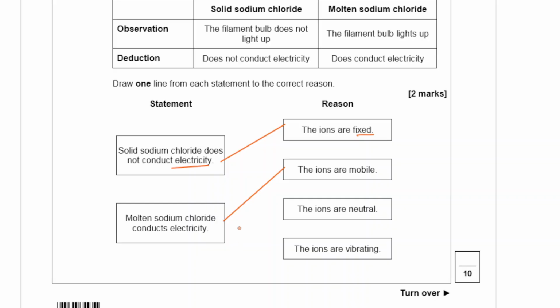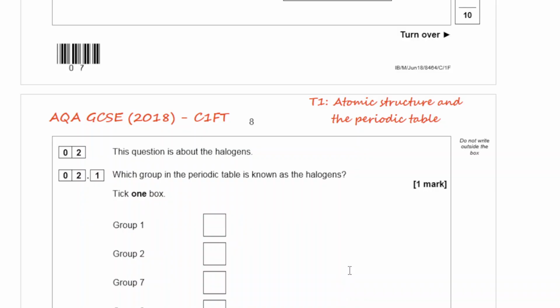That brings us to the end of question number 1. Let's have a look at question number 2, which is on the topic of atomic structure and the periodic table. This question is about the halogens, which are group 7 elements. Which group in the periodic table is known as the halogens? That would be group 7.